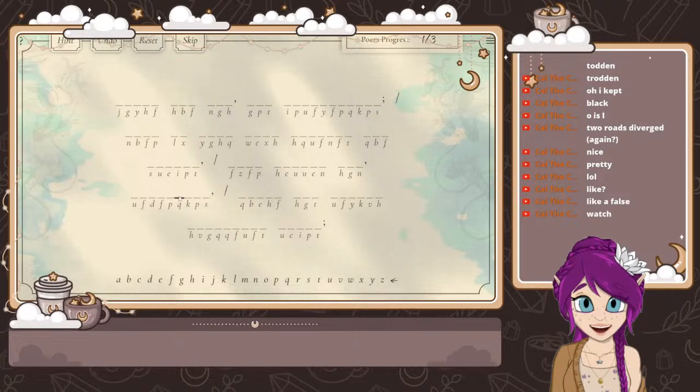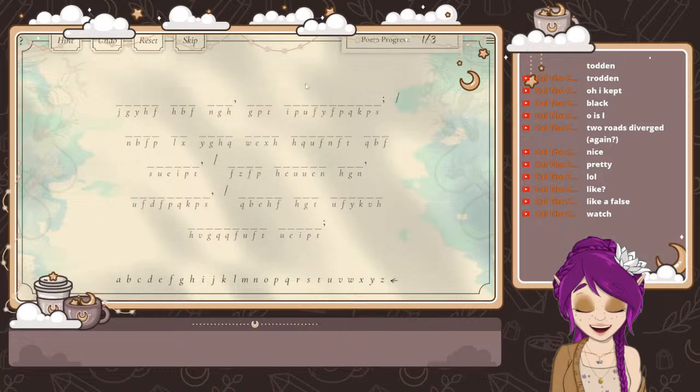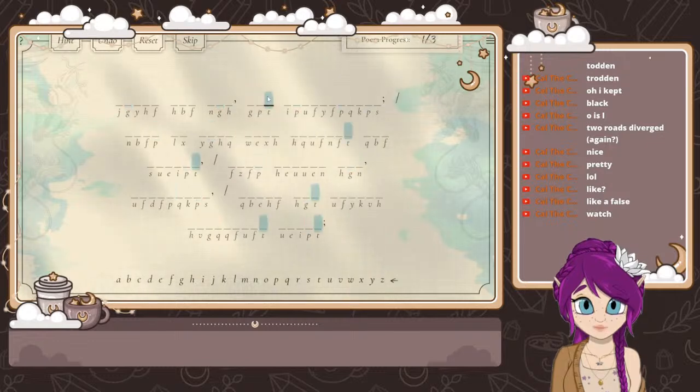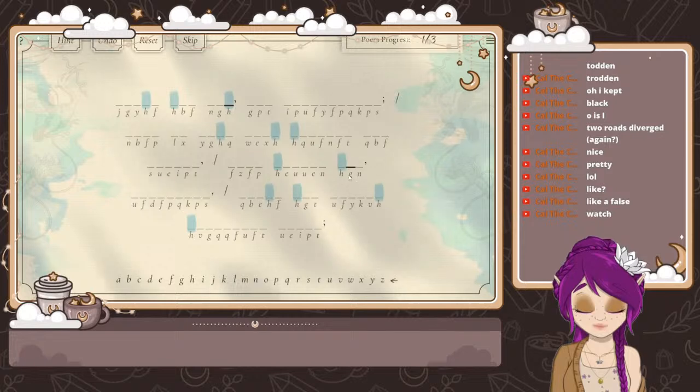They didn't give us a single letter. Difficulty 3, only telling me. Okay, so let's start with the and. Is there any of these little three-lettered words that repeat?